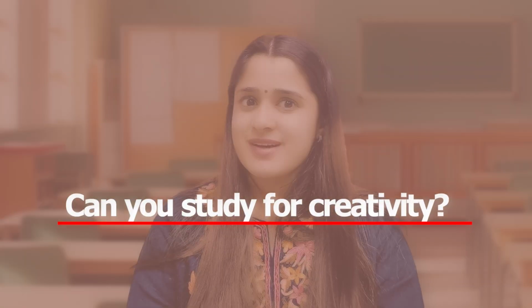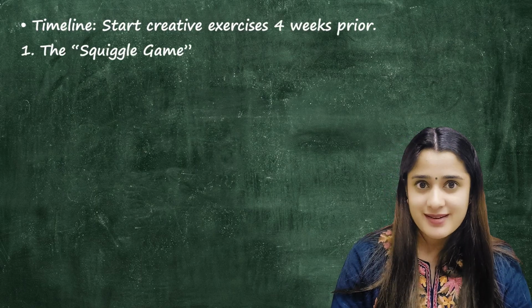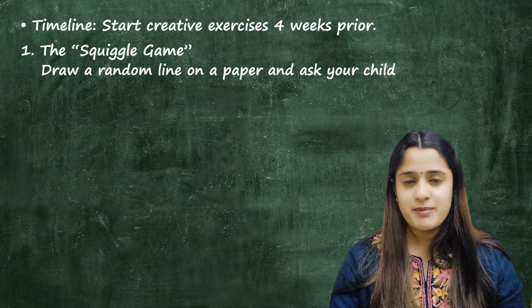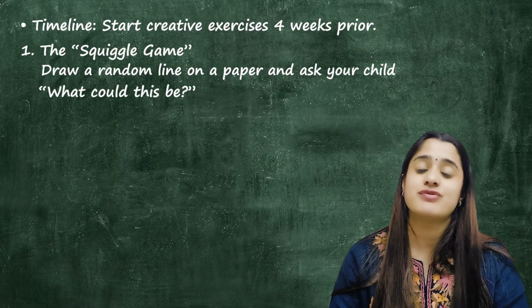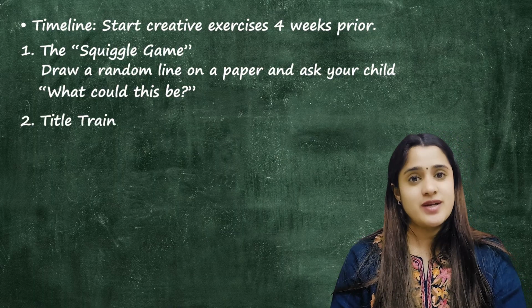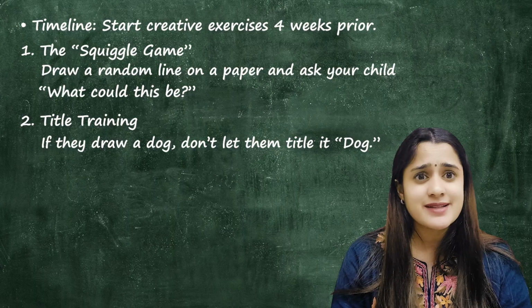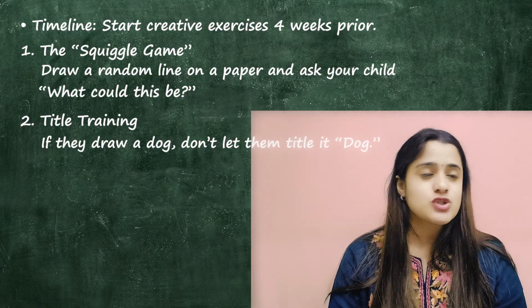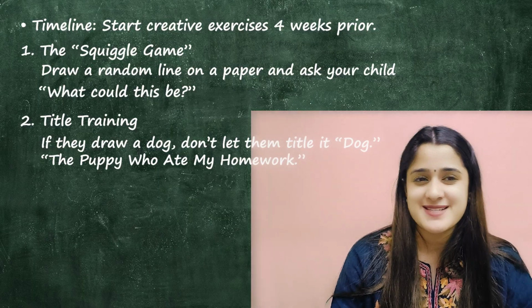Can you study for creativity? Yes, but put away the text. Start creative exercises 4 weeks prior. Try the squiggle game. Draw a random line on a paper and ask your child, what could this be? Challenge them to come up with 5 different answers. Also, title training. This is where most kids lose points. If they draw a dog, don't let them title it dog. Encourage them to title it the puppy who ate my homework, because cleverness counts.